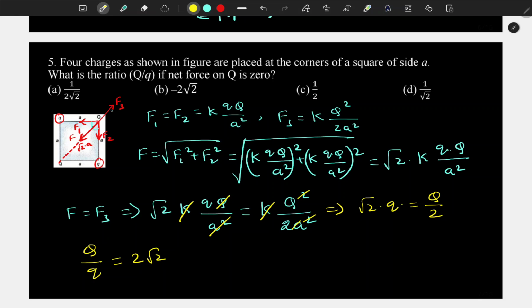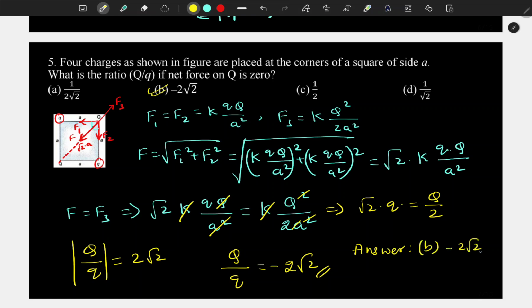But we know that capital Q and small q are having different polarity. So the magnitude is this much, but capital Q by small q of different polarity will be minus 2 root 2. That's why option B is correct. The correct answer is option B, that is minus 2 root 2. Let us move on to the next question.